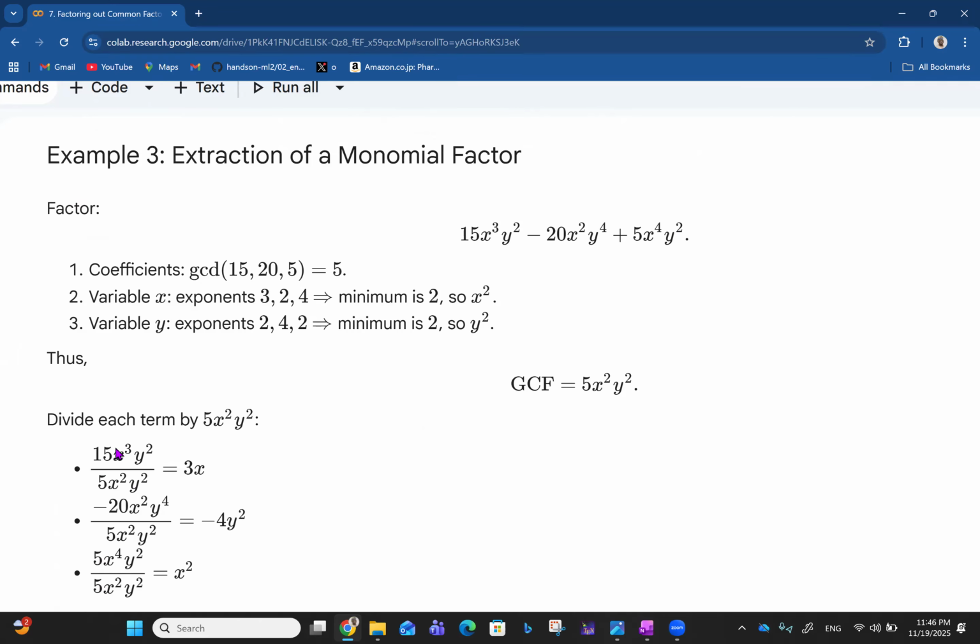Y squared cancels out. X cubed over x squared, that's x. Then minus 20 x squared y⁴ over 5x squared y squared. So we have x squared cancelling out. Minus 20 over 5 is minus 4. Then y⁴ over y squared: two of these cancel two of these, so we have two y's left. And then here, 5 over 5 cancels out, y squared cancels out, then we have x squared left.